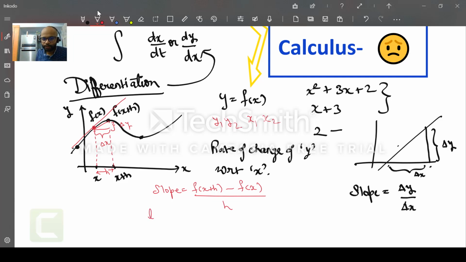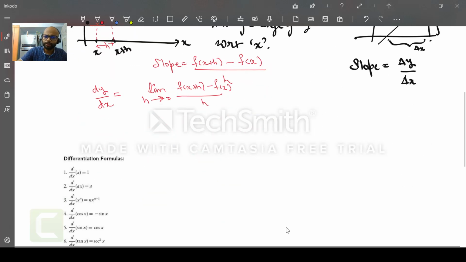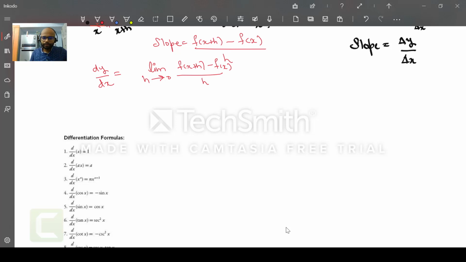So what we are actually doing is we are putting limit h tends to 0. Yes, this is my derivative of y. This is what differentiation does. But now you might say, I know differentiation like these formulas. So are these the same?